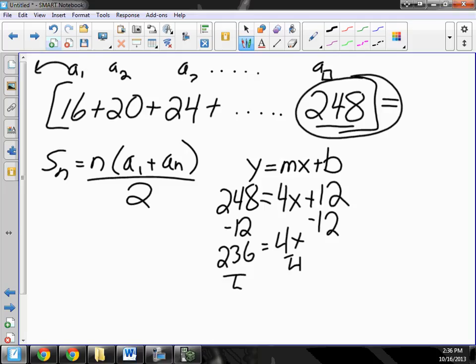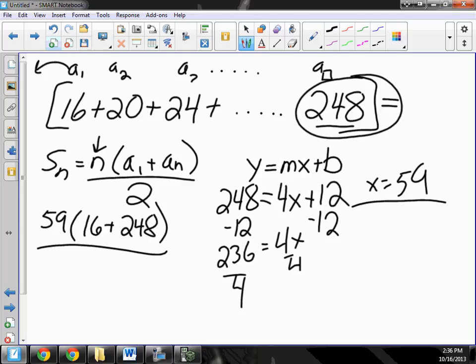Divide by 4. 4 goes into 23 5 times, and it goes into 36 9 times, so it must be 59. Is that right? Was I way off? 5, oh, 50, sorry. 50 and 9. So x equals 59. What does that tell me? There are 59 terms. Okay? So 59 goes here. 59 times 16 plus 248 over 2. This is going to be really big.